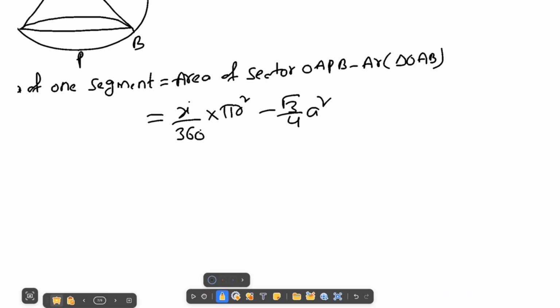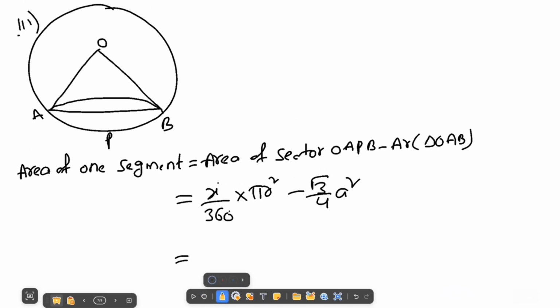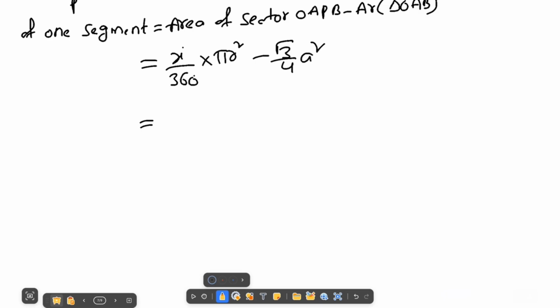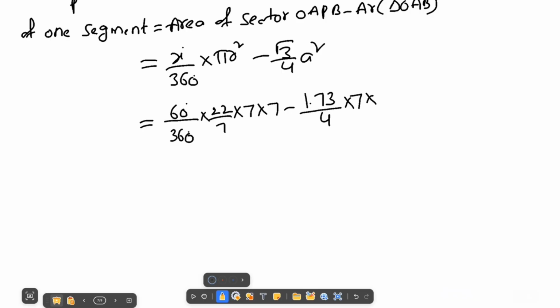So now apply the values. Here the angle at the center is 60 degrees, as it is an equilateral triangle. So let's apply the values: 60 degrees by 360 degrees into pi value 22 by 7 into r square, 7 into 7, minus root 3, value 1.73, by 4 a square. What is the length of each side of the equilateral triangle? 7. So 7 into 7.